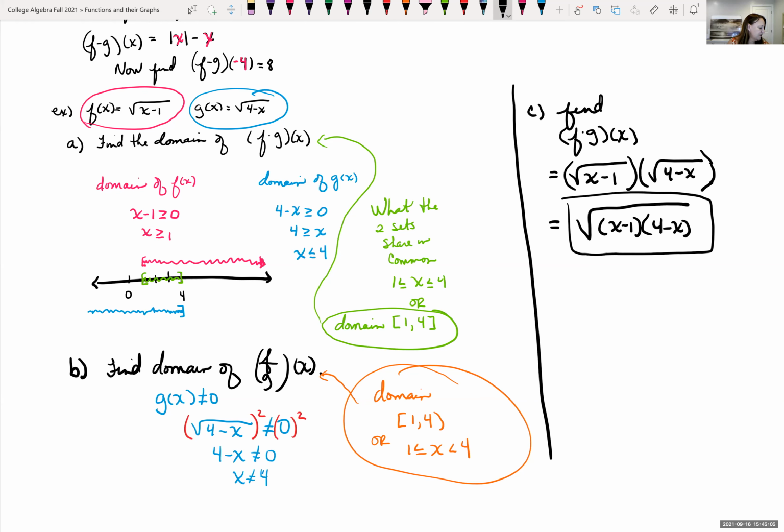So just the notation, operations of functions, being able to find the domain after we take the operation of the two functions. Let's see if you guys have any questions on that.